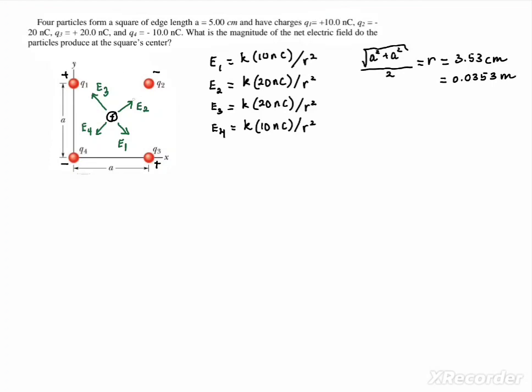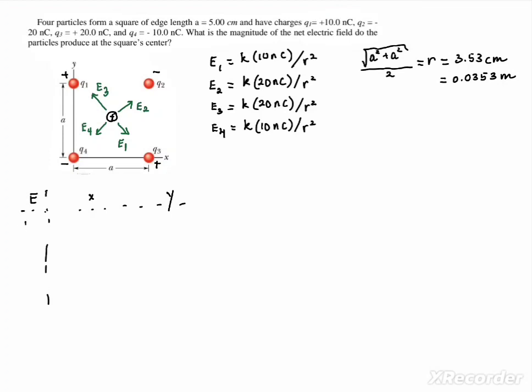Okay, now we see that we have 4 vectors at the center of this square. So when we add vectors, they are in 2D space. So what we need to do is to draw a chart. So this is the E field, and then let's look at the X and then the Y components of each one.